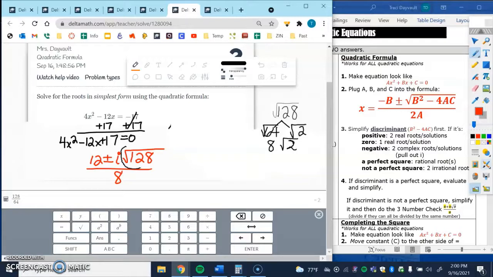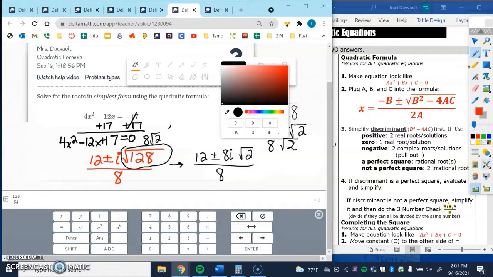All right, so I'm going to replace the square root of 128 with 8 square roots of 2 because that's the same thing. Let's look at what I have now. 12 plus or minus. And watch what I'm going to do here. I'm going to do 8i times the square root of 2 because we want any numbers to come before i, but then we want the radical to come on the end, all over 8. So I took the square root of negative 128, and we know how to simplify it from our previous unit. And when I did that, I got 8i square root of 2.